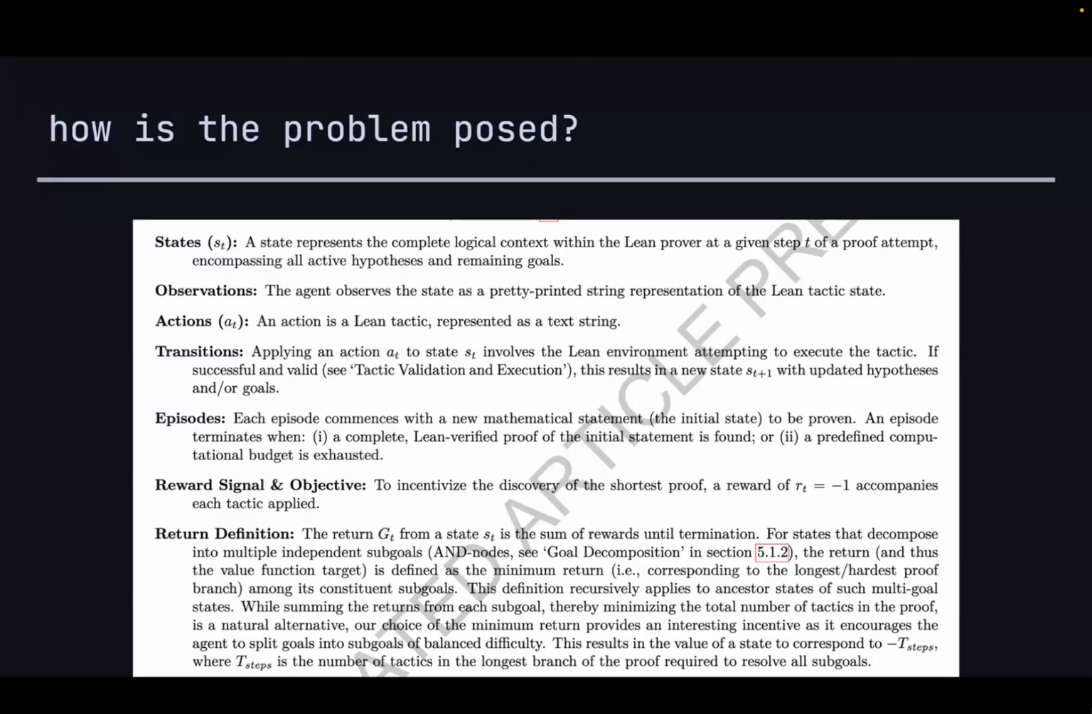This definition recursively applies to ancestor states of each multiple subgoals as a natural alternative. Our choice of the minimum return provides an interesting incentive, as it encourages the agent to split goals into subgoals to balance difficulty.